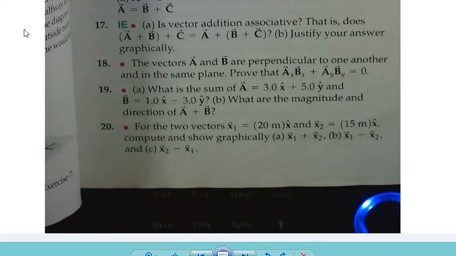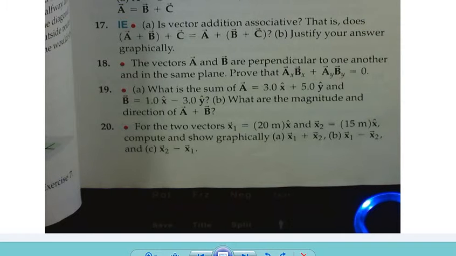So what we have is x sub 1 that's 20, and I'm just going to represent that by like 2 lines. So that's x1, which is equal to 20 meters. Actually, you know what? No, let's write the whole thing out. So x1 is equal to 20 meters x hat and x2 is equal to 15 meters x hat. And they want us to show this graphically. Okay? And these are both x hat unit vectors, so they're only in the x direction.